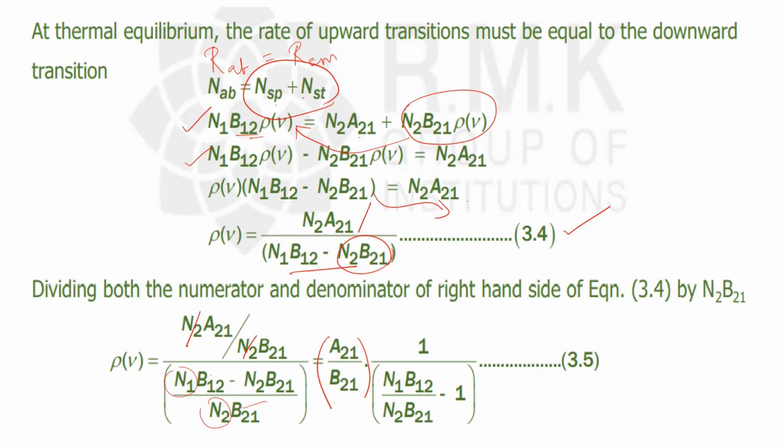Then A, B are the constants. N1, N2 denotes the population of atoms at the E1 and E2 energy states. We need to find the expression of N1 by N2, that is, the ratio of N1 by N2.